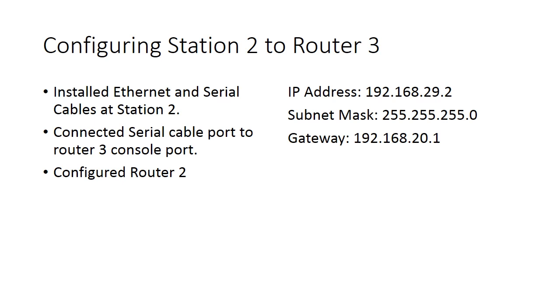Hi, this is Amanda Coe. My role was to configure my station in Router 3. I first started by installing the Ethernet cable and serial cables at Station 2. I then went over to the patch panel and from there connected an Ethernet cable from the serial cable port to Router 3 console port. After wiring my station, I set up my IP addresses, as you can see on the right, with the IP address, subnet mask, and gateway, and then configured my router. While I configured my router, Trevor Morgan came and helped me after he finished his part.